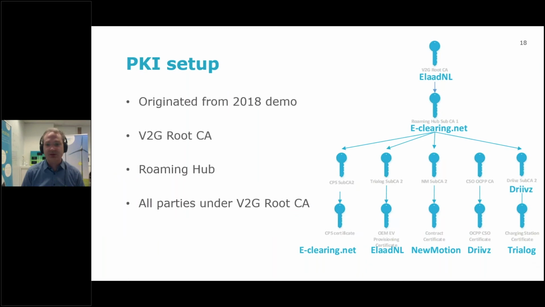The PKI we were using looks like this. So we used the PKI as it was used previously in our demos, where we have a V2G Root CA by ElaadNL, and it's roaming hub based. So you can see the clearing.net as roaming up here as a sub-CA. And we have all parties under one V2G Root CA. So we don't have any separate OEM or MO Root CAs in use.